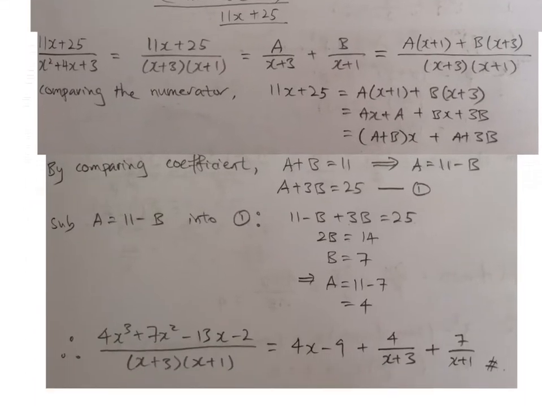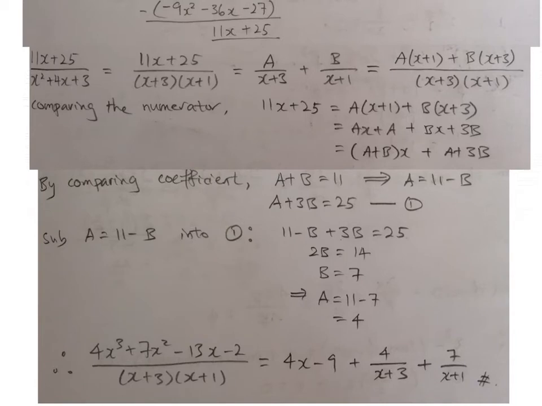After you solve the simultaneous equations, you can see that B is equal to 7 and A is equal to 4. Bear in mind that the objective of this question is to find the partial fraction of this. So don't forget your 4x minus 9 from the long division. Since A is 4 and B is 7, I rewrite it like this, and all of it is my answer.